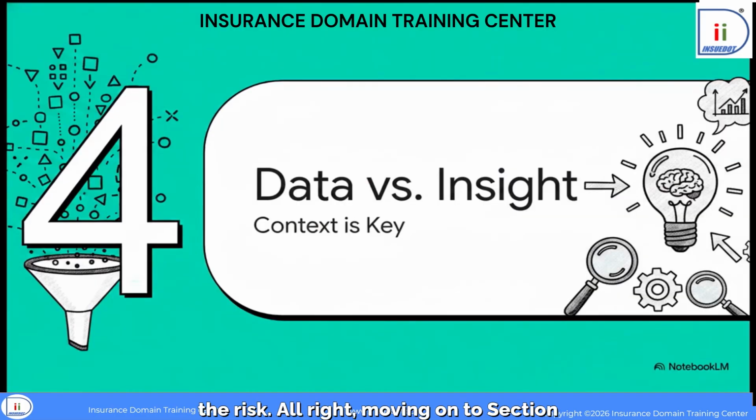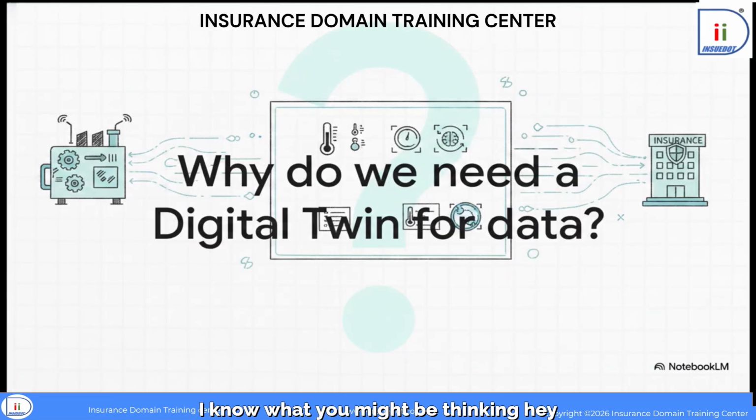All right, moving on to Section 4, data versus insight, and why context is absolutely everything. Now, technologists, I know what you might be thinking. Hey, if we've already got sensors on these machines, why not just pump that raw temperature and pressure data straight to the insurer via an API? Why go through the hassle of building a whole twin?